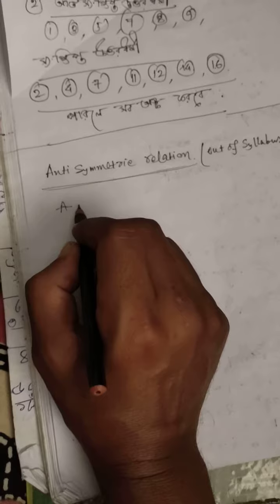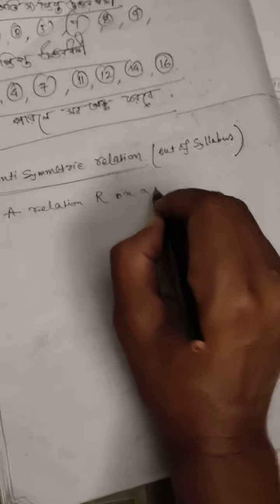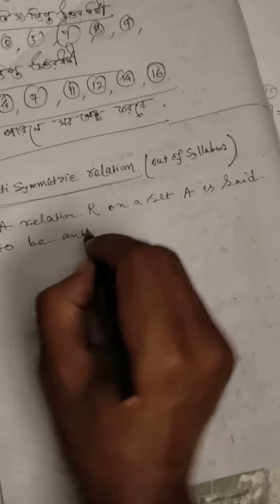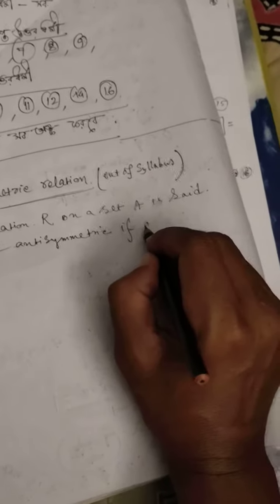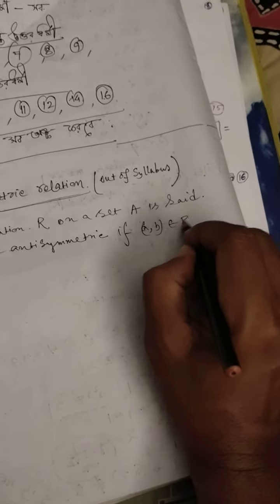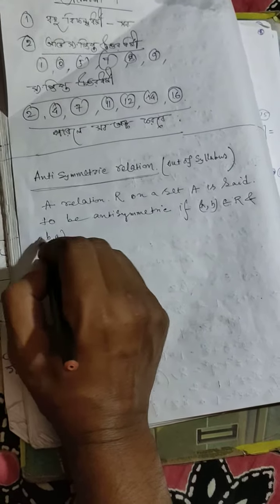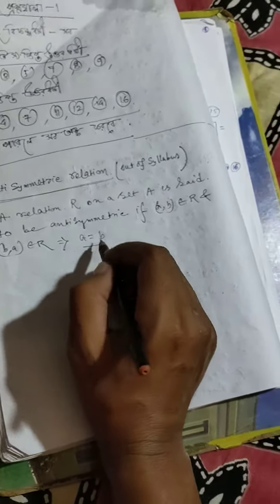A relation R on a set A is said to be antisymmetric if the ordered pair (a, b) belongs to R and (b, a) belongs to R, then it implies a equals b.